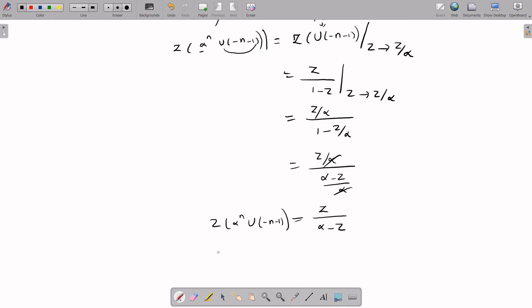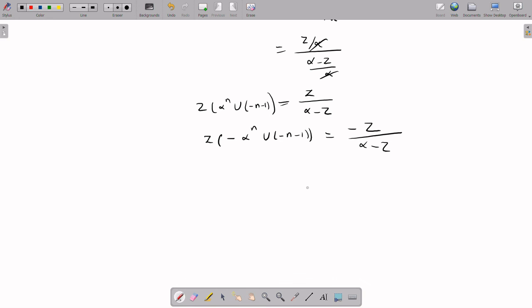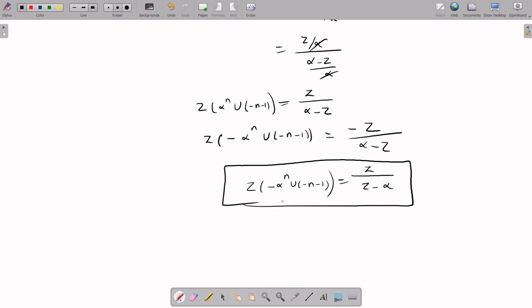But we have to find the z transform of minus alpha power n u of minus n minus 1, isn't it? So you have to multiply this by minus 1. Okay, so minus z by alpha minus z, or you take this minus into the denominator: z by z minus alpha, which is the z transform of minus alpha power n u of minus n minus 1. Is it clear? Now we pass on to the next one.